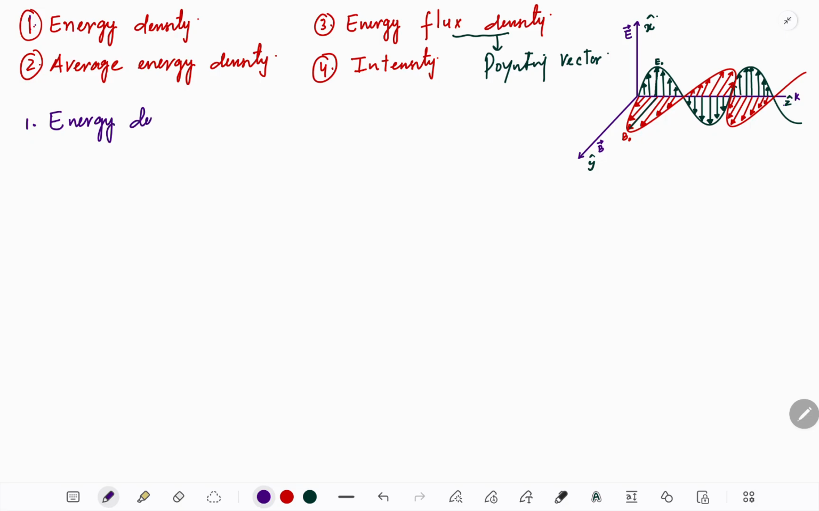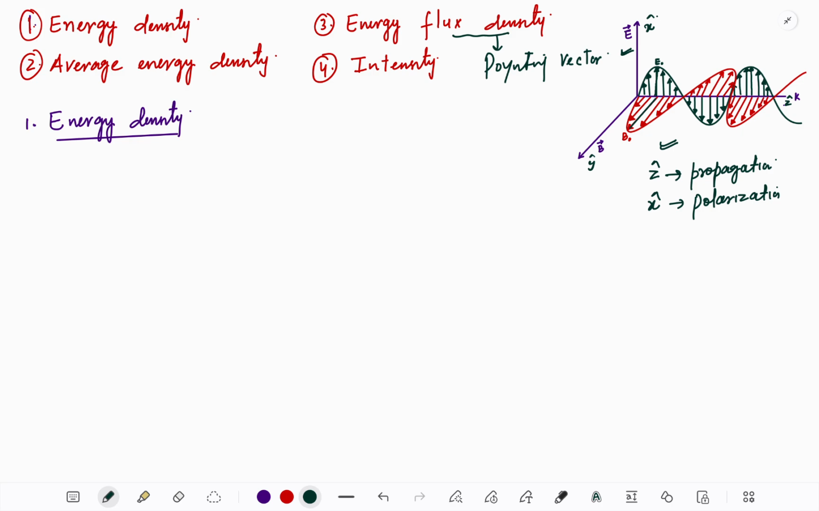Energy density. Here I have given an electromagnetic wave which is traveling along the z-axis. So this is the propagation. The wave is propagating along the z-axis, and the electric field is varying along the x-axis. So the x direction is polarization. The wave is polarized along the x-axis. I have repeated many times that the electric field decides the direction of the polarization. The direction in which the electric field is varying or oscillating is said to be the direction of the polarization.